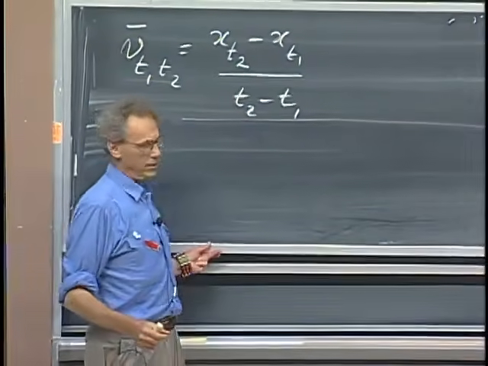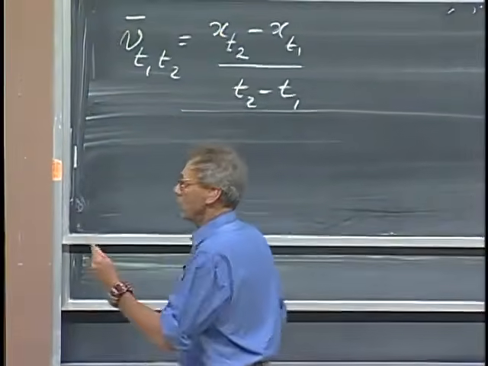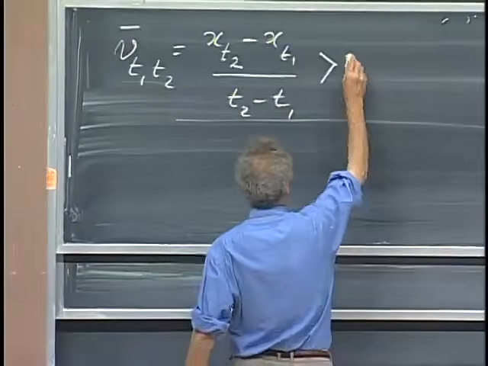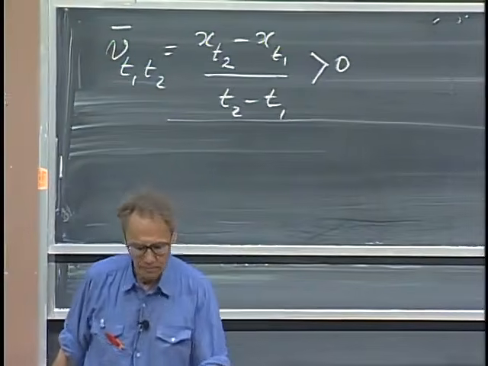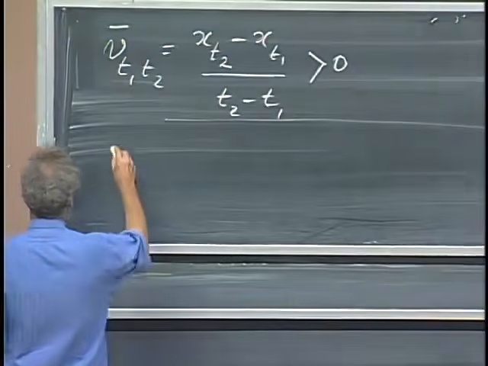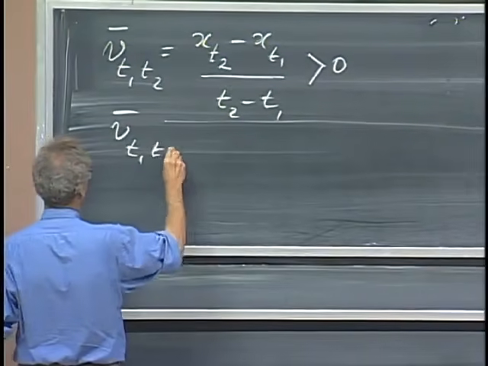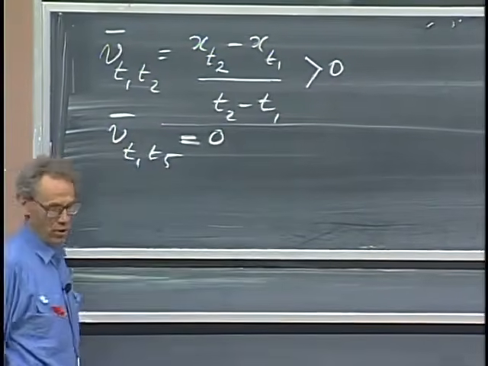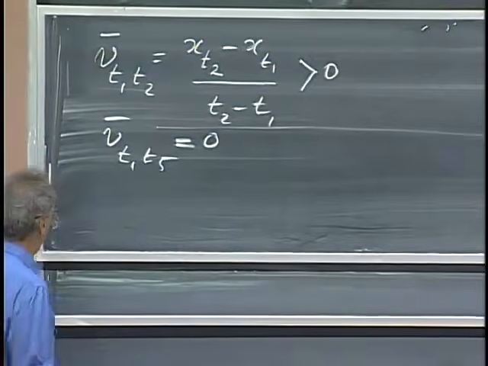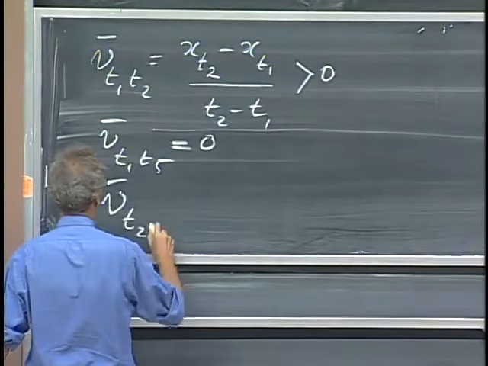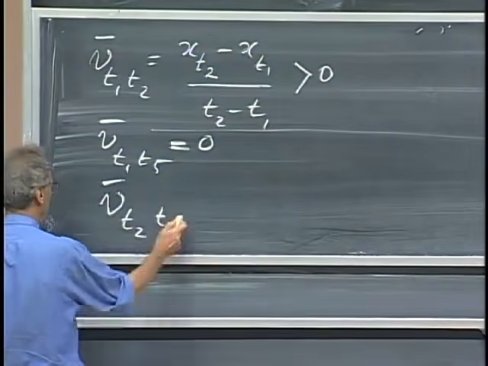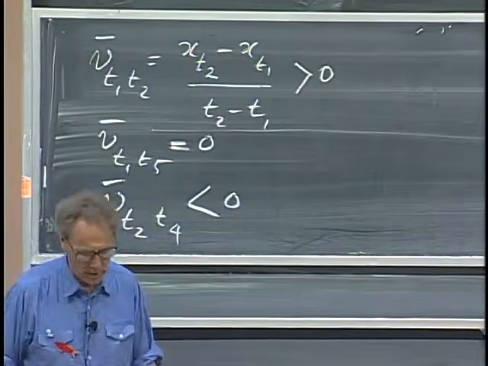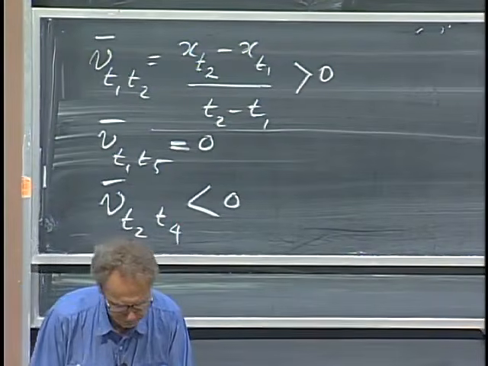That is our definition. In our case, because of the way that I defined the increasing value of x, this is larger than 0. However, if I take the average velocity between t1 and t5, that would be 0 because they are at the same position. So the upstairs is 0. If I had chosen t2 and t4, the average velocity between time t2 and t4, you would have seen that that is negative because the upstairs is negative.